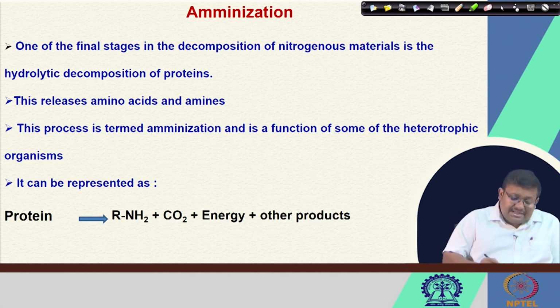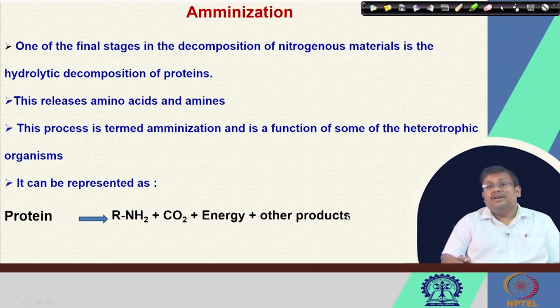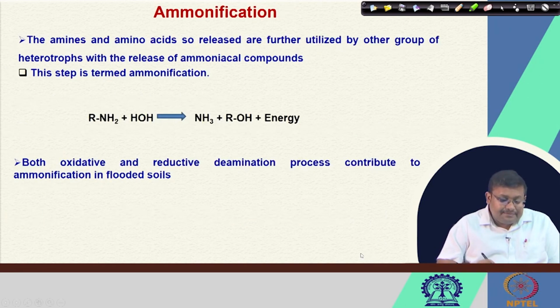It can be represented by this equation: protein gives RNH2 plus CO2 plus energy and other products. So, ultimately there is a decomposition of protein to produce amines, carbon dioxide, energy and other products. You can consider this the first step of the decomposition process.